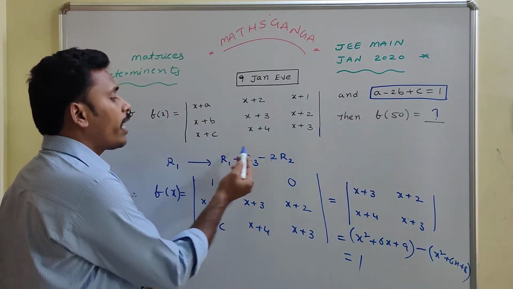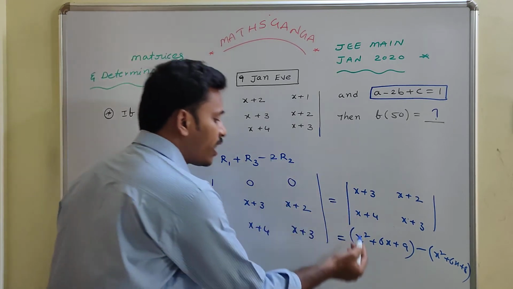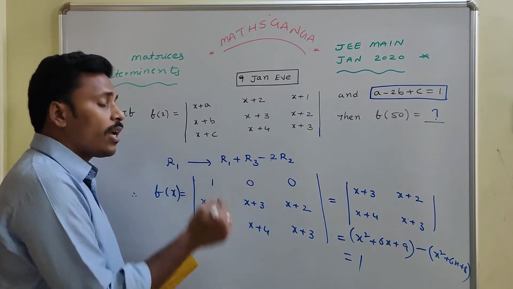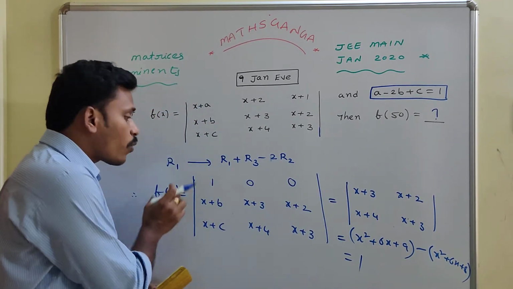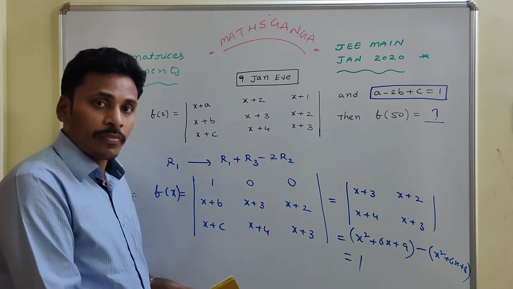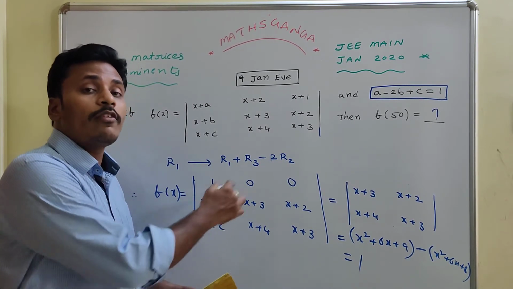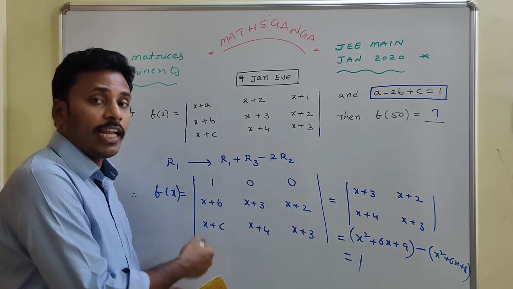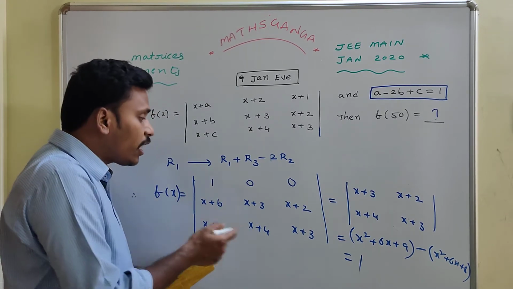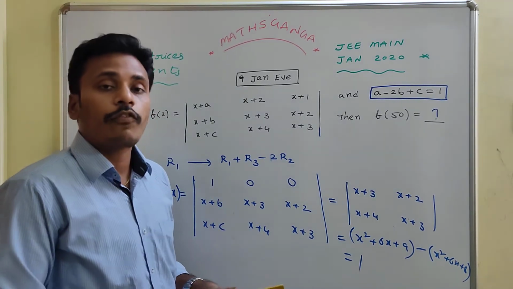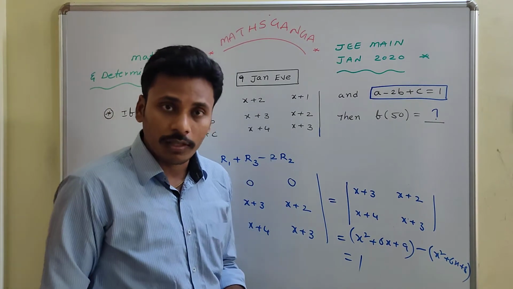and you just apply the row operations. At the end its result is 1. See, this f of x value is independent of x. The x value is not involved in finding its determinant, in finding f of x. Directly we get that f of x is 1.